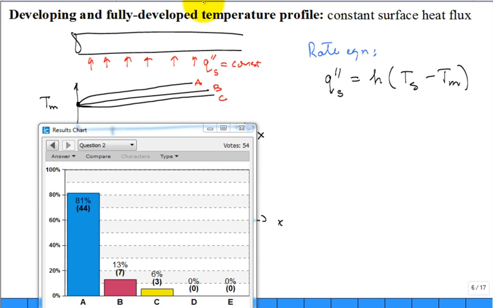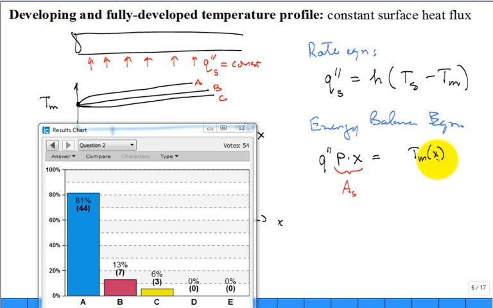Okay. We also have one other equation that we'll use, and it's our energy balance. What is our energy balance for this problem? Something like q double prime times the perimeter times some length from the beginning of the pipe to some position x. The perimeter is pi d, times x. Isn't that some surface area? So q double prime times some surface area is the rate at which energy is being added, but that has the effect of making the mean temperature go up in the flow, doesn't it?